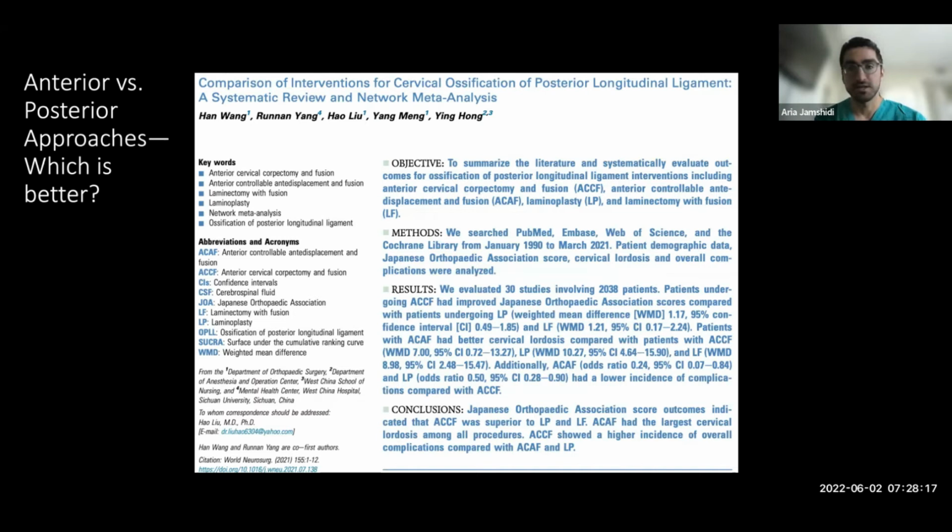This group looked at 30 studies, over 2,000 patients, specifically looking at their JOA scores to see how they improve postoperatively clinically, and looking at their levels of cervical lordosis. They found that in patients who underwent a corpectomy, it was superior to laminoplasty and laminectomy and fusion, which intuitively makes sense because you're decompressing the cord directly. However, there was obviously a higher incidence of overall complications with a corpectomy procedure as compared to laminoplasties, let's say.